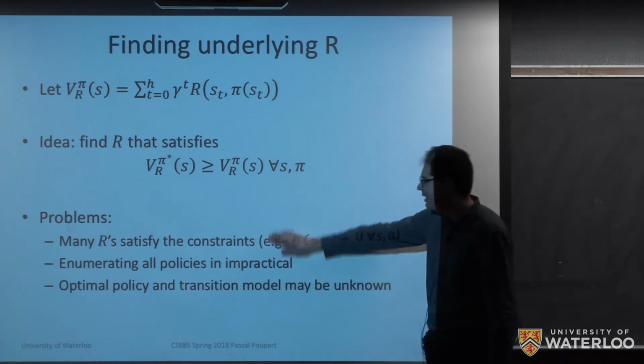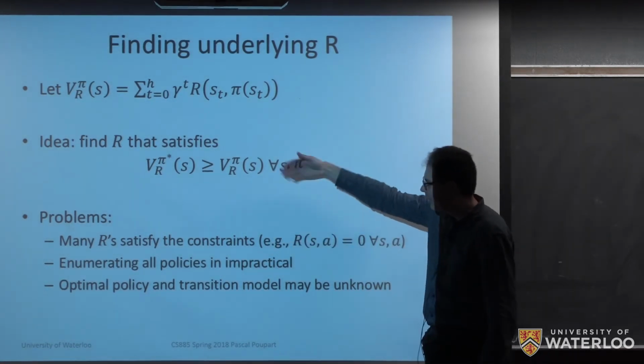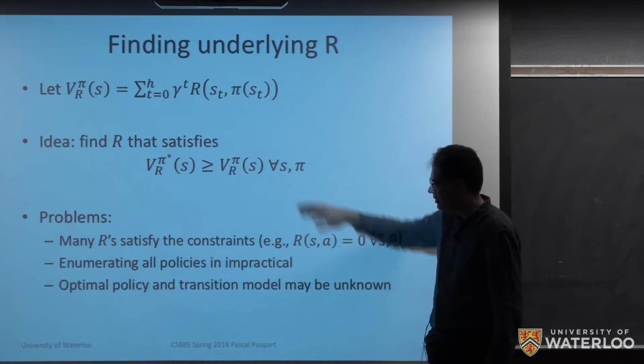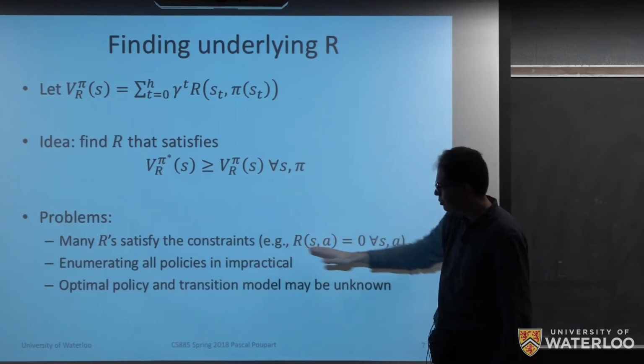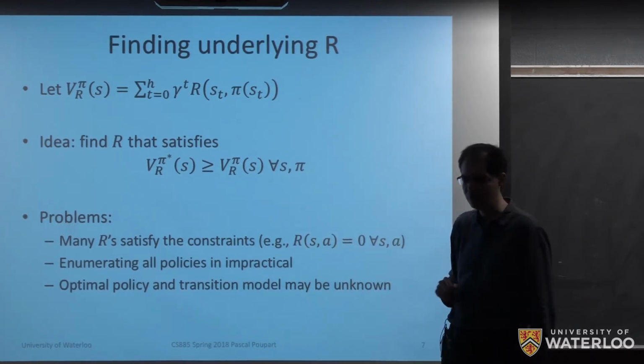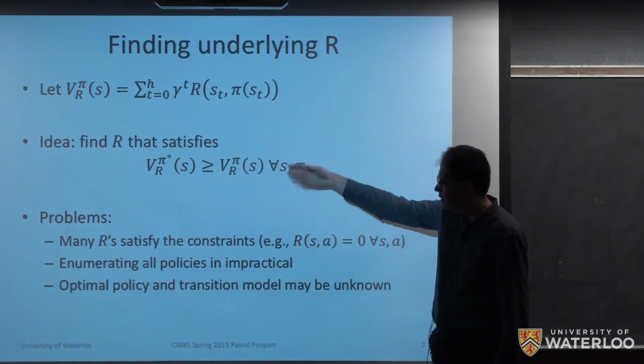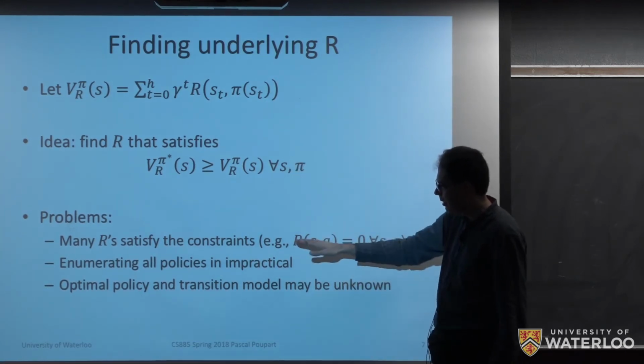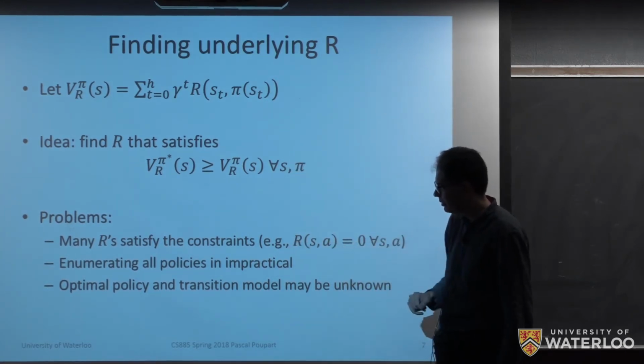But in any case, these are still inequalities that we would like to satisfy. We're going to have to do something about this to rule out these types of trivial reward functions. So we're going to need some additional criteria, but yeah, we need to deal with this.